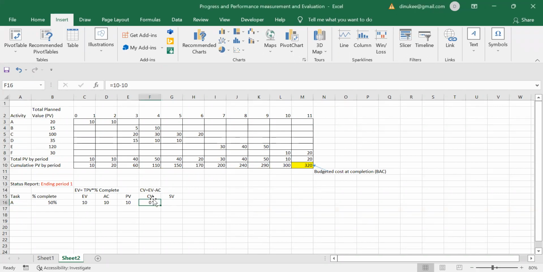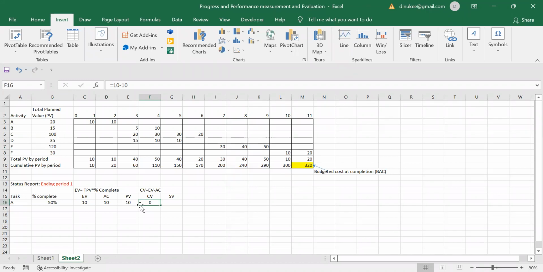දැන් අපි මෙතනදී cost variance එකේදී බලන්නේ අපි cost එකේ මොනවා හරි variance එකක් තියනවද නැද්ද? ඇත්තටම අපි actual cost එකක් 10ක් incur කරලා තියෙනවා. earned value එකක් 10ක් අපි earn කරලා තියෙනවා. ඒ කියන්නේ there is no any cost variance for this activity A.